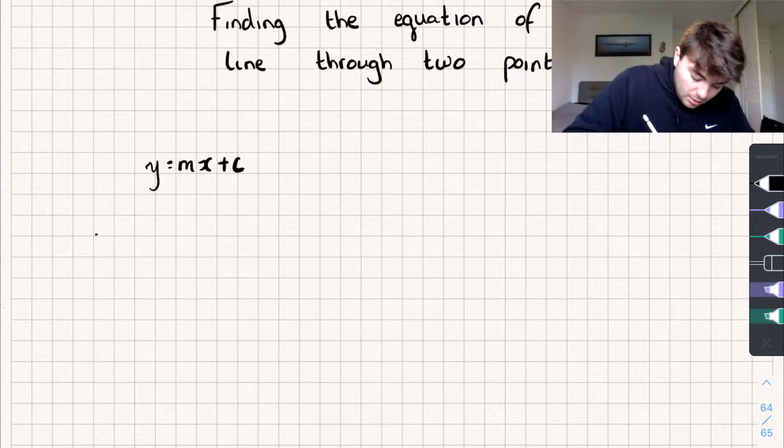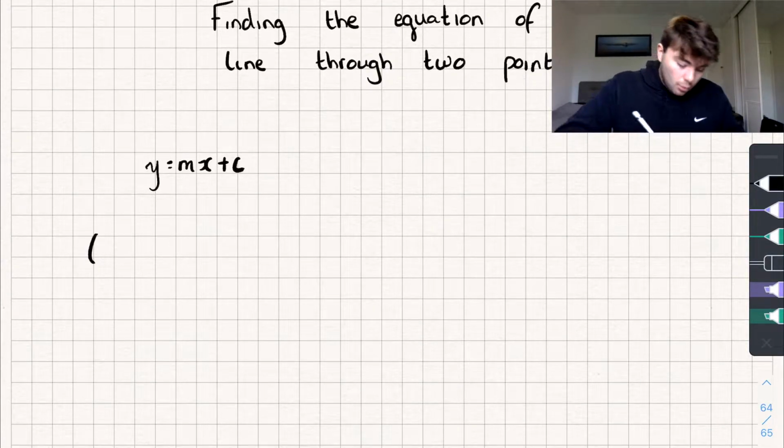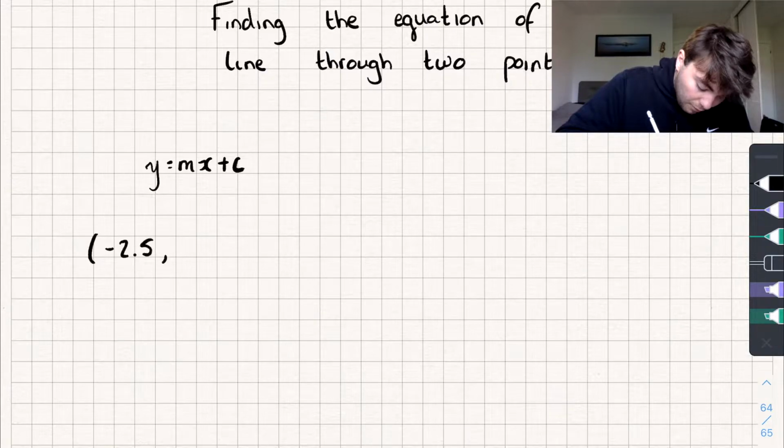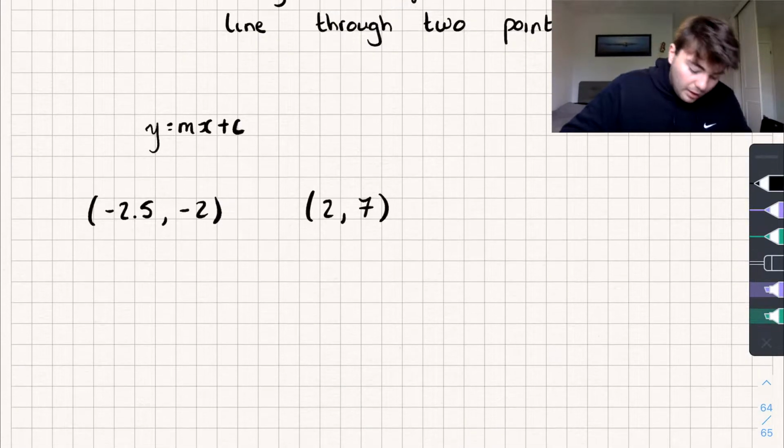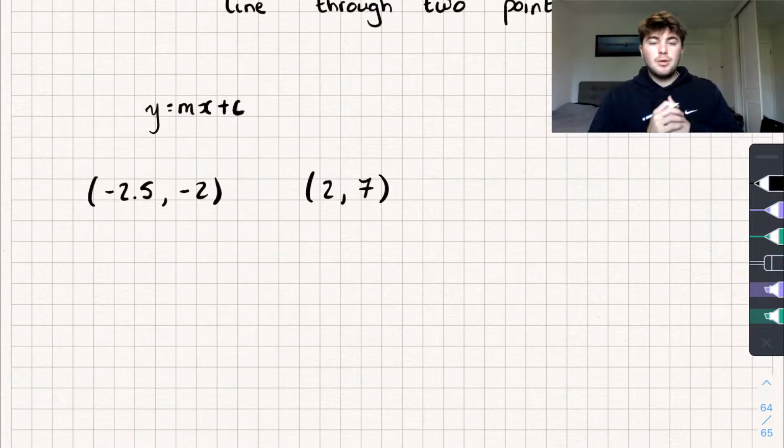So the first example we'll look at is, say we were given the coordinates negative 2.5, negative 2, and the coordinates 2, 7. So we've been given these 2 coordinates and we need to find the equation of the straight line that passes through them. So the first thing we're going to do is find the gradient of this line. Because we've been given 2 points, we can find the gradient.